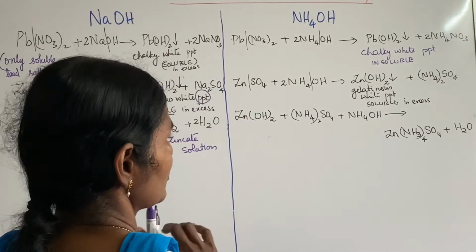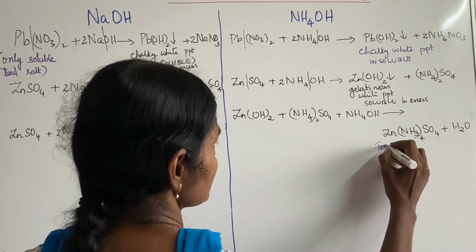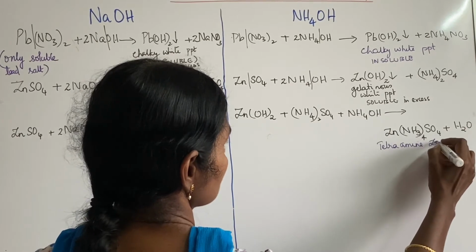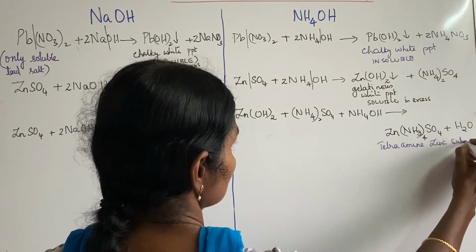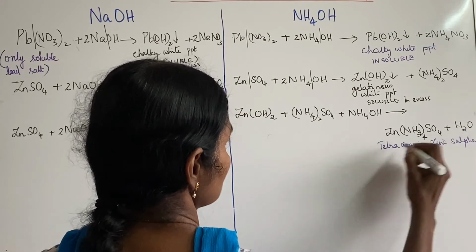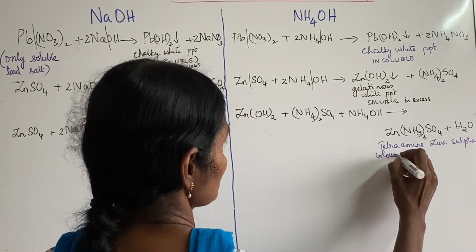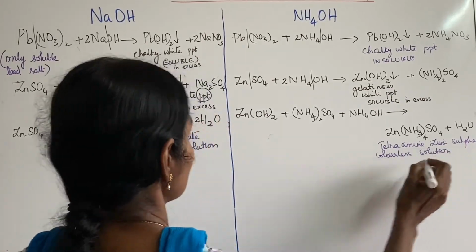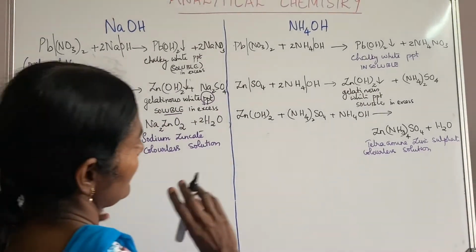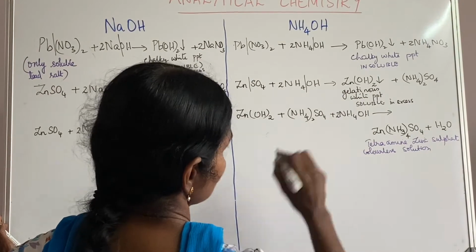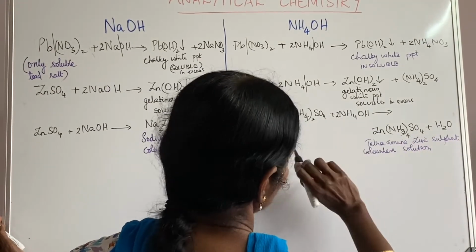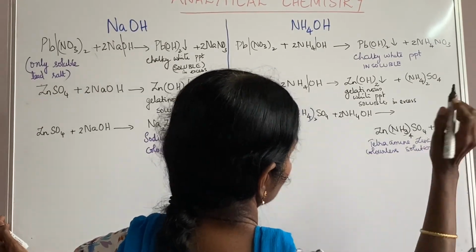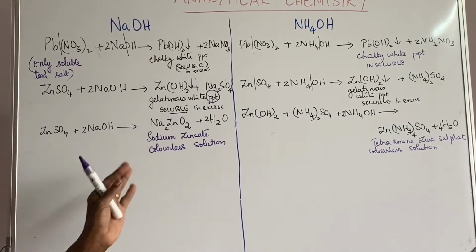Okay, this compound is called tetraamine zinc sulphate and it is a colorless solution. So both are colorless, but the compound formed is different in both the cases. So 2 here, tetra, and water becomes, so 4 here. Yeah. So this is what happens with zinc.